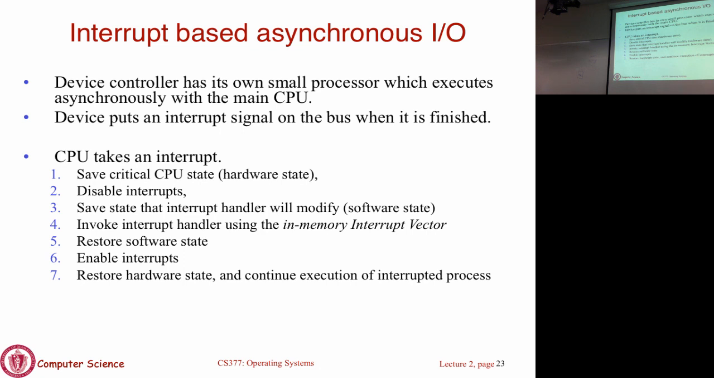The CPU wants to issue an I/O instruction to some I/O device. You want to do this in an asynchronous way. What will happen is first there will be an interrupt. Okay, so you want to do I/O. You will save the state of the CPU. This is all the process state is saved.